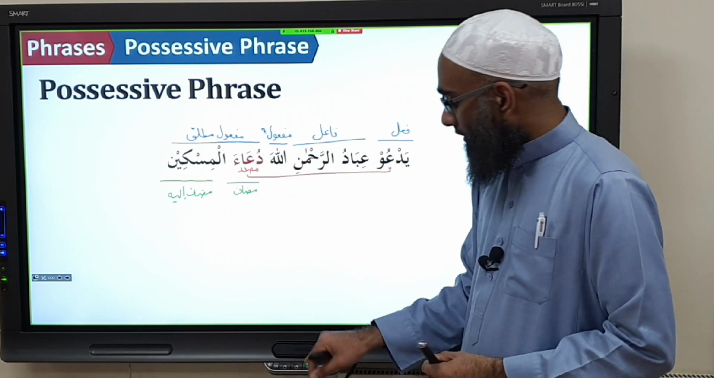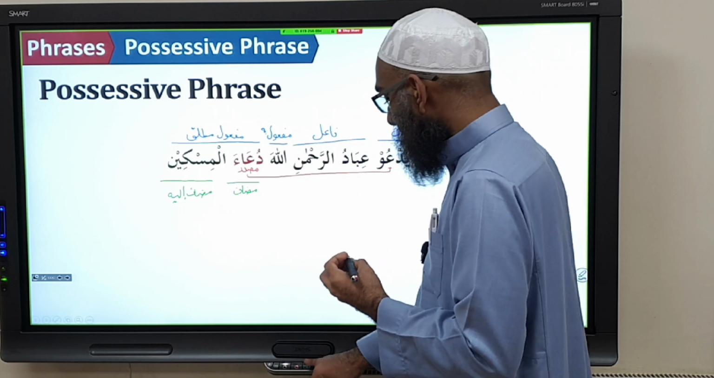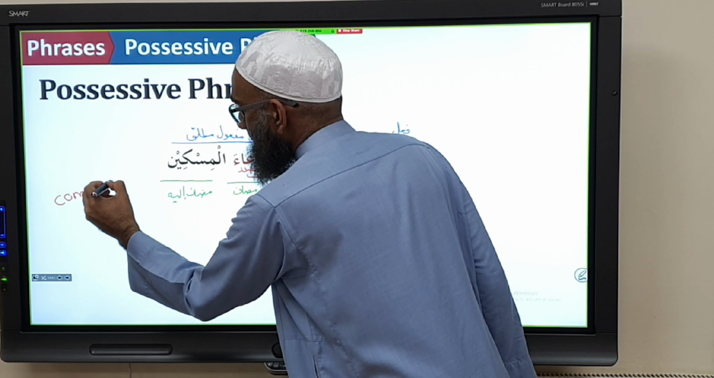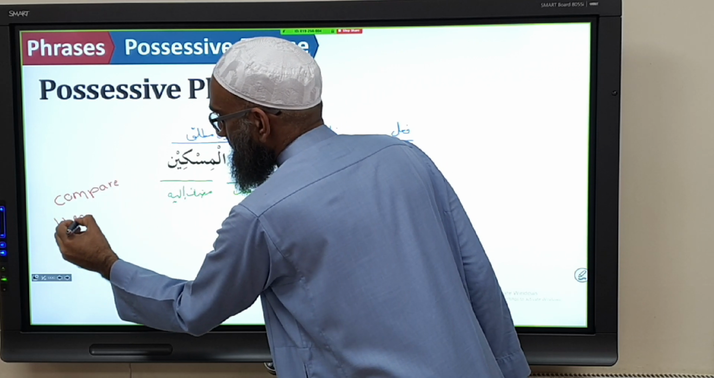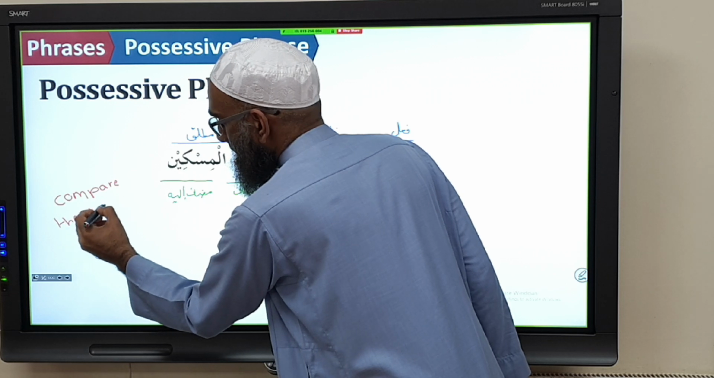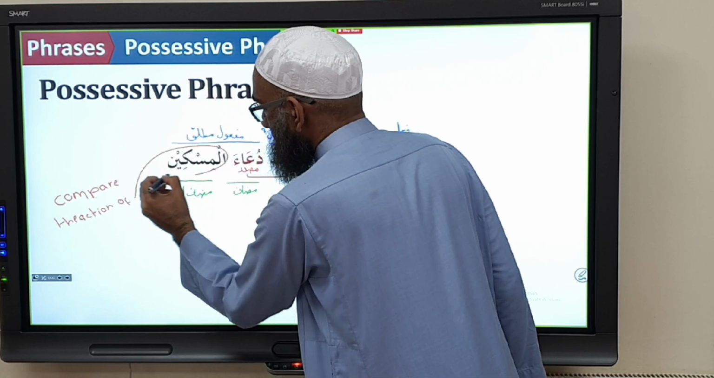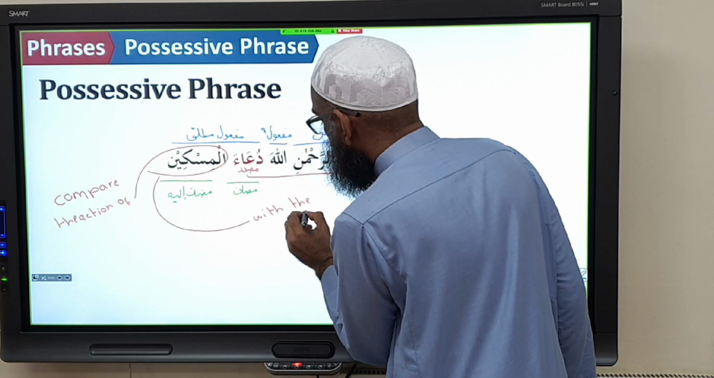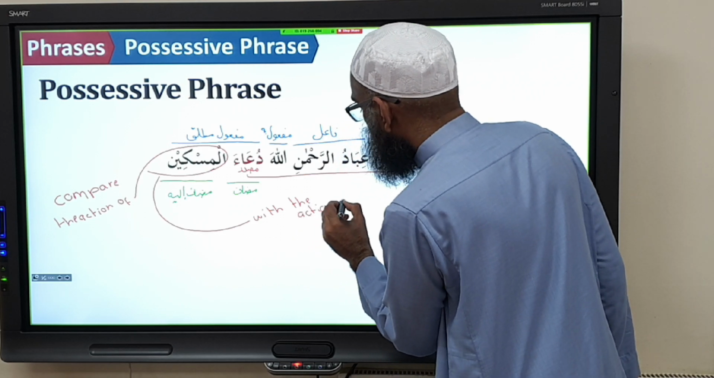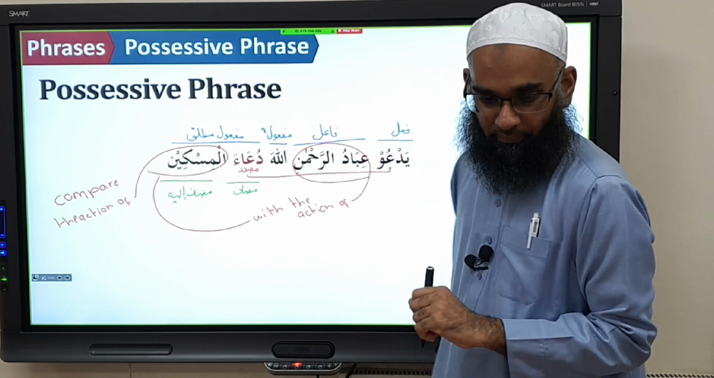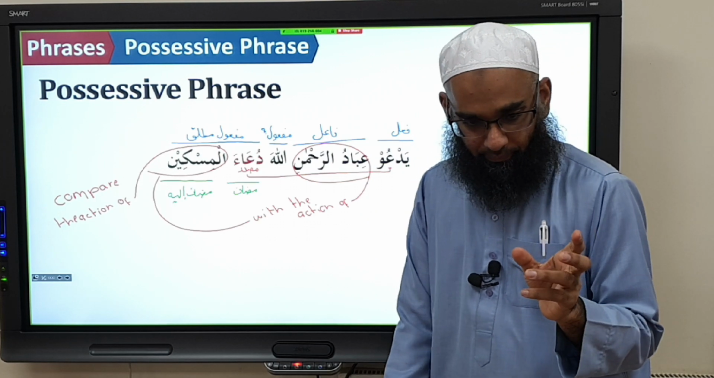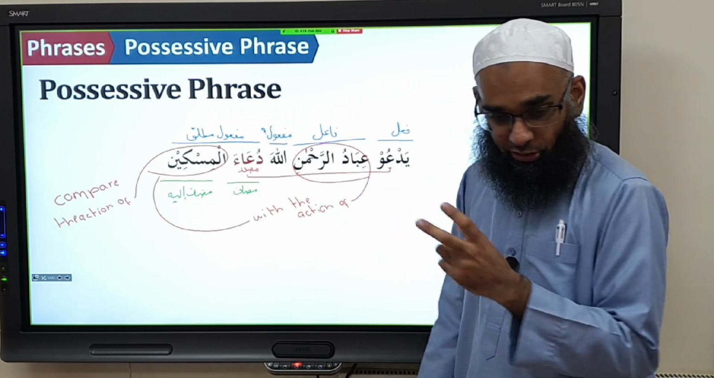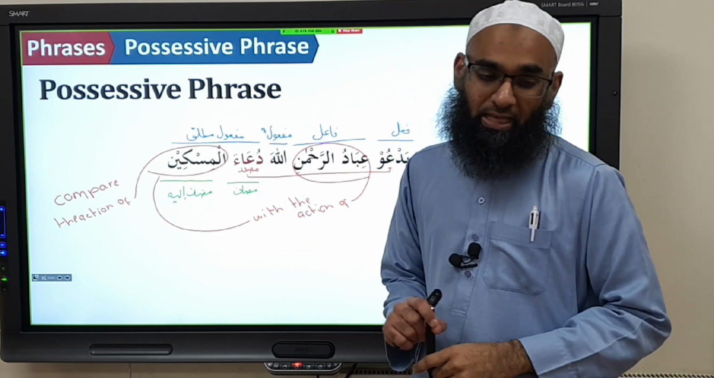Yes? When it's a mudaf ilayh, what's the purpose? The purpose is what? To compare the action of the fa'il with the action of the mudaf ilayh. The purpose is to compare the fa'il's action with the mudaf ilayh of the maf'ul mutlaq's action.